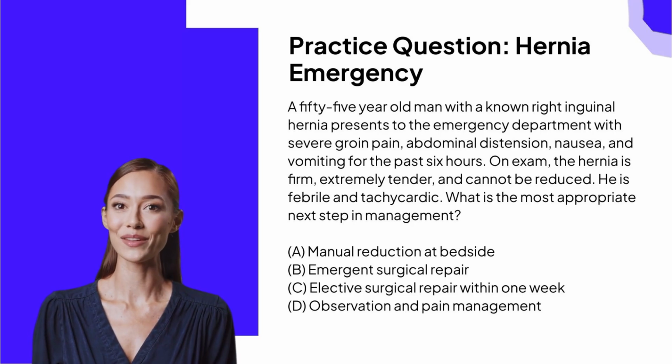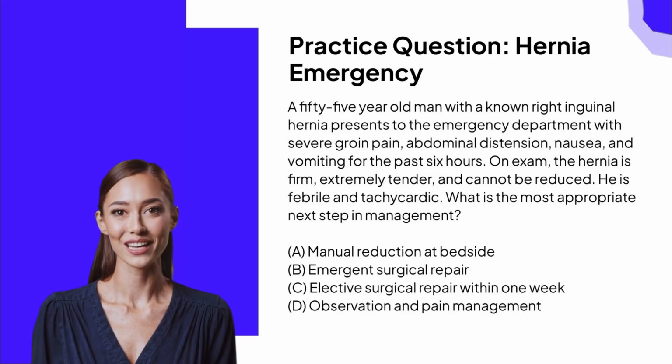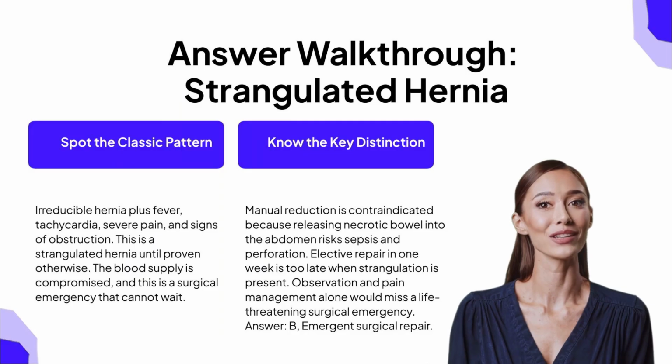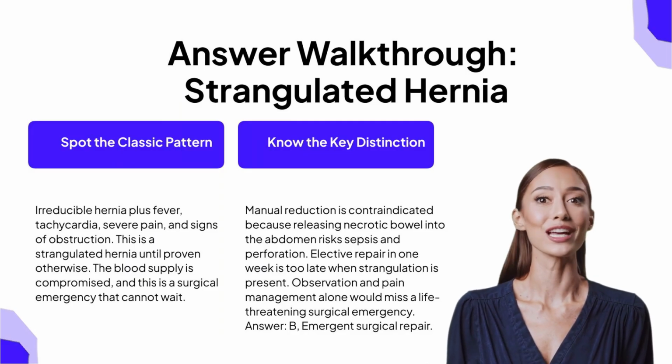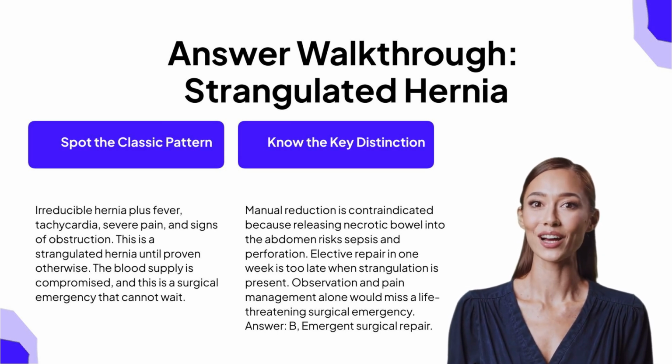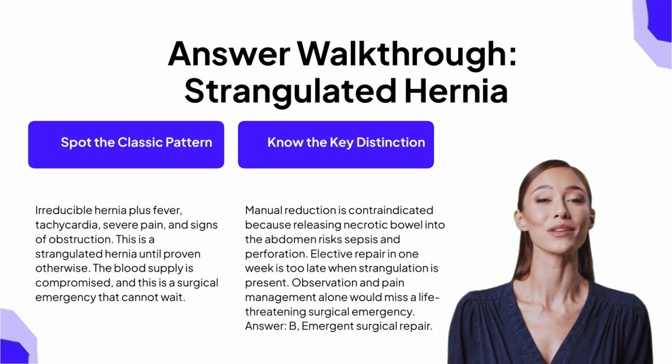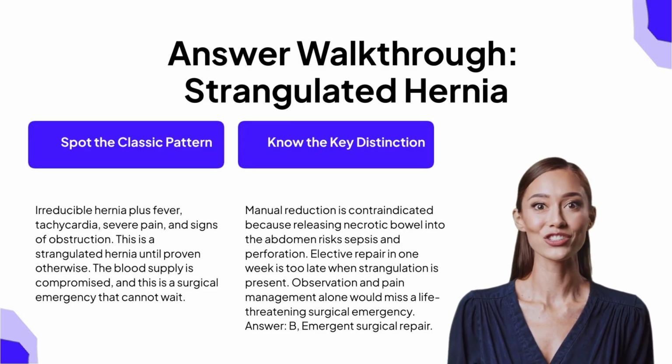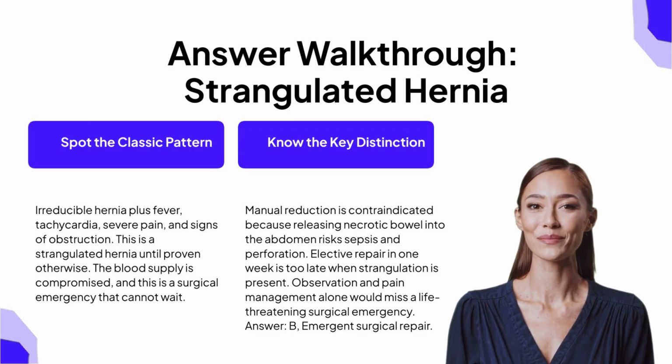Think about the clinical picture here. What do the systemic signs of illness tell you? And what does that mean for your management approach? Let us walk through this answer. Spot the classic pattern first. We have an irreducible hernia with fever, tachycardia, severe pain, and signs of bowel obstruction. This combination screams strangulated hernia. The blood supply to the herniated tissue is compromised, making this a surgical emergency.